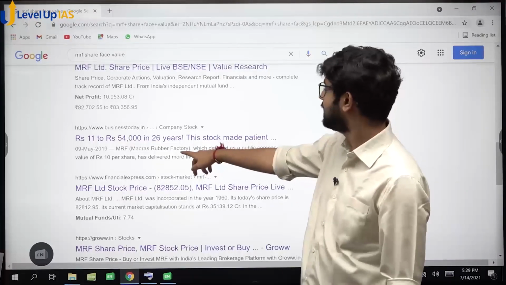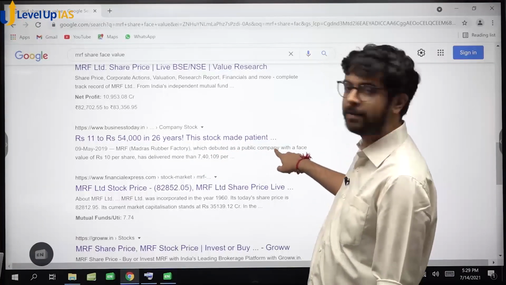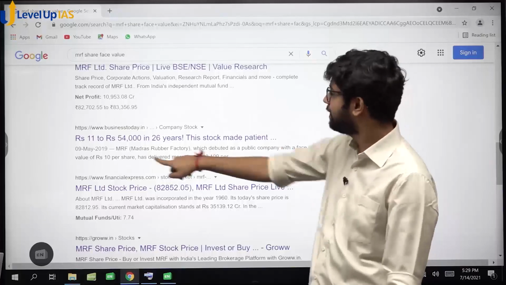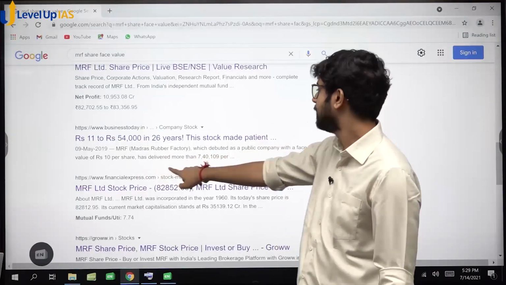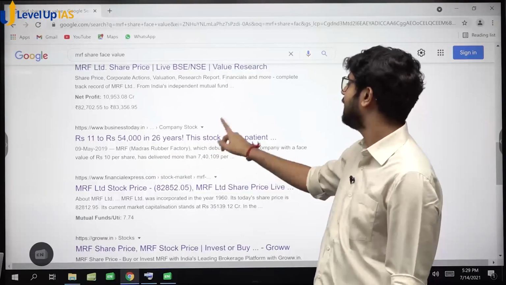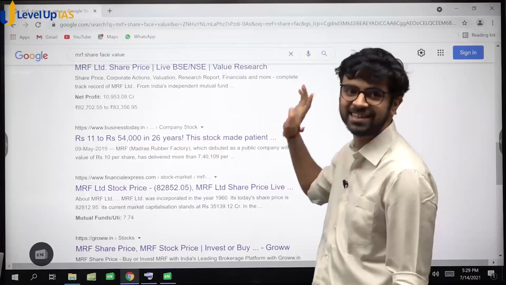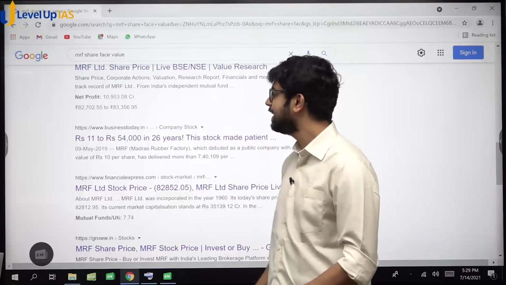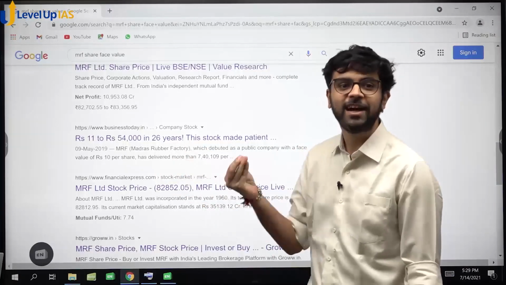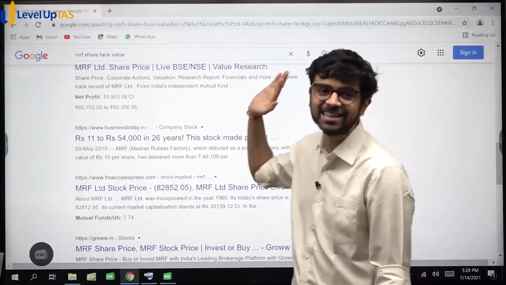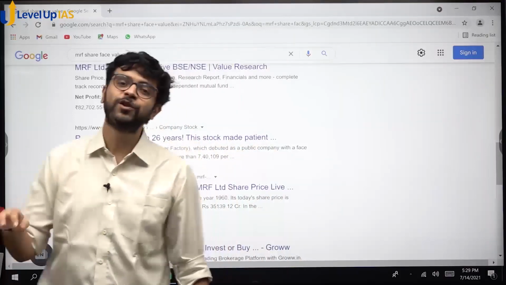So MRF, Madras Rubber Factory, which debuted as a public company. I hope you know, public company with a face value of 10 per share, has delivered more than 7,40,109% returns. मतलब just imagine in 1990 if you would have invested even 100 rupees, आज वो कहाँ से कहाँ पहुँच गया होता. So in 100 rupees you would have got how many shares?